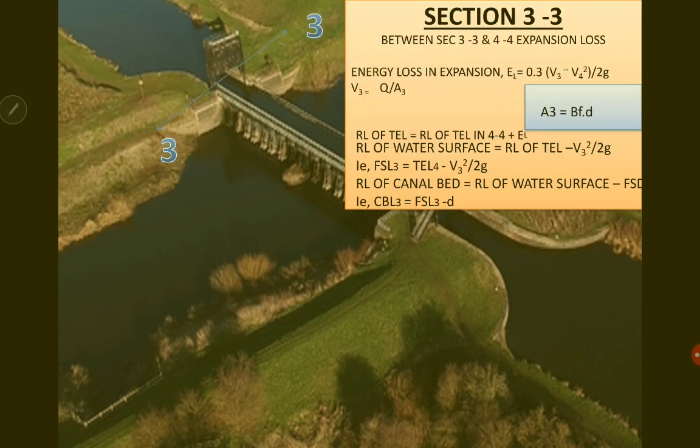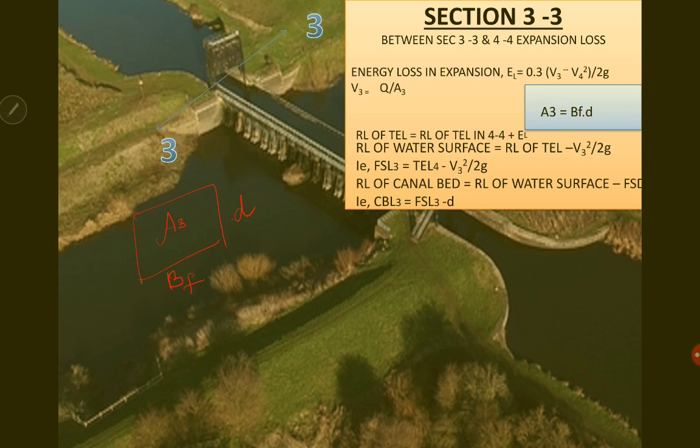Now move back to section 3. What is the section at section 3? Section 3 is the aqueduct section, right? The entry of the aqueduct. What is the section? The section is a rectangular section. So here at 3, it is a rectangular section. What will be the dimension? Dimension will be BF into D. Okay, the depth of water is not supposed to change. So the D value will be the same all through the analysis. So BF into D is the area there, that is A3.